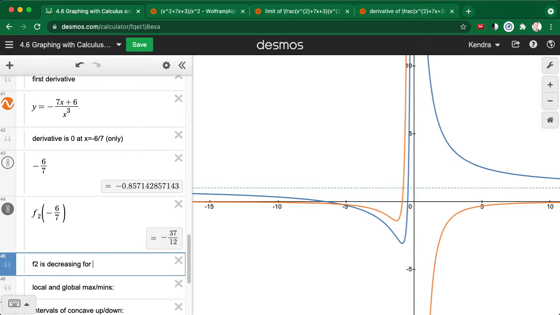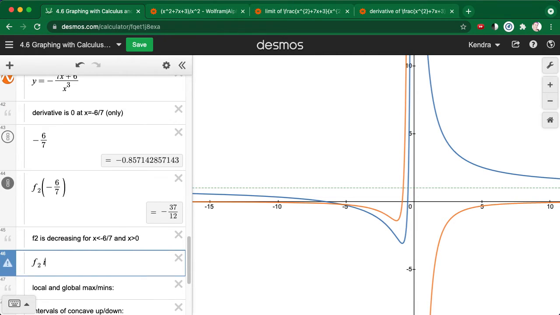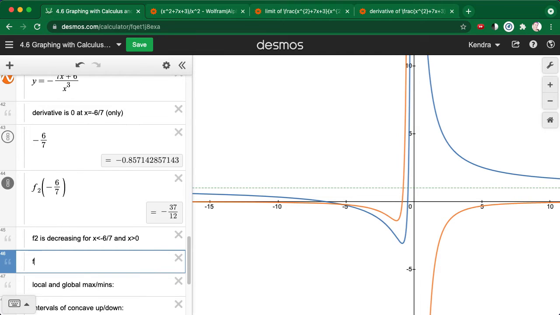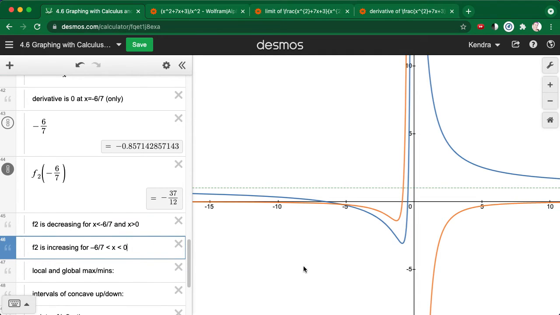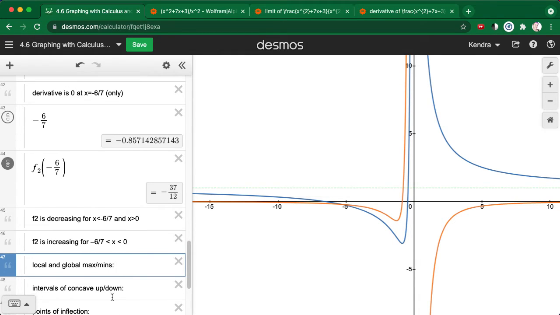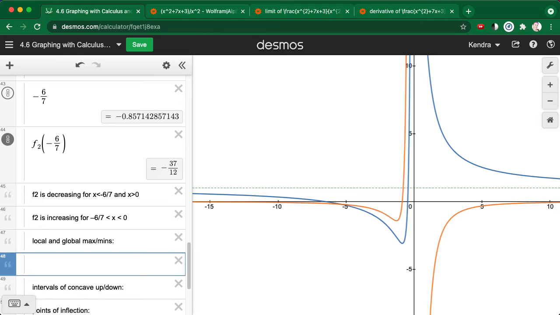The function is decreasing for x less than negative 6/7 and x greater than 0, and increasing for x between negative 6/7 and 0. Okay. And then this tells us we only have one local maximum or minimum. So we have a local minimum because the derivative switches from being negative to positive. That means the function switches from decreasing to increasing.